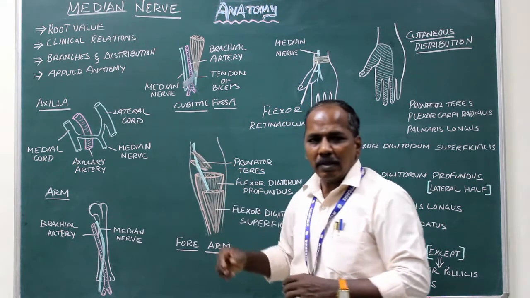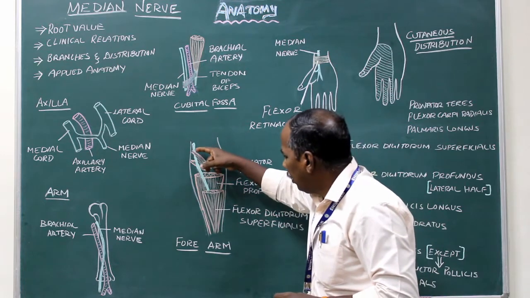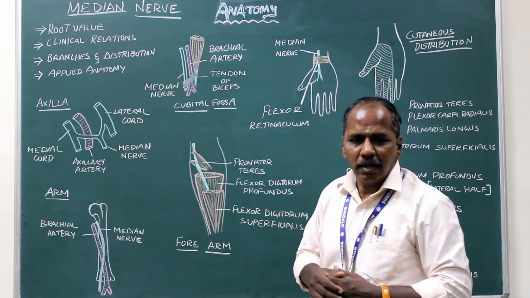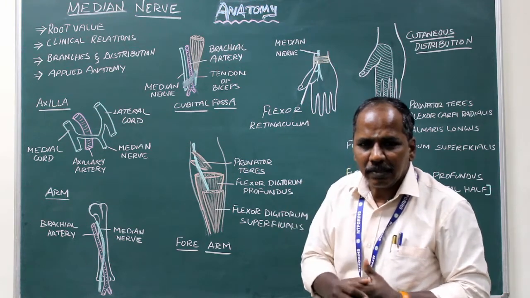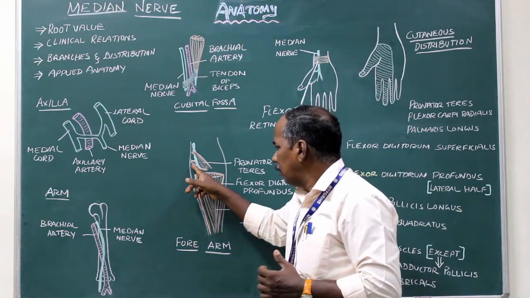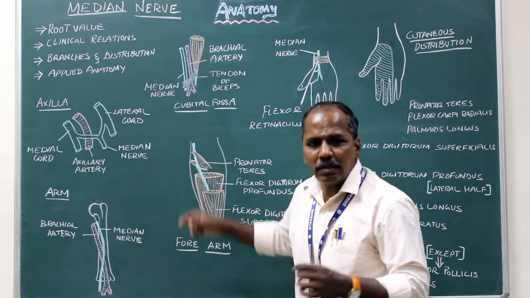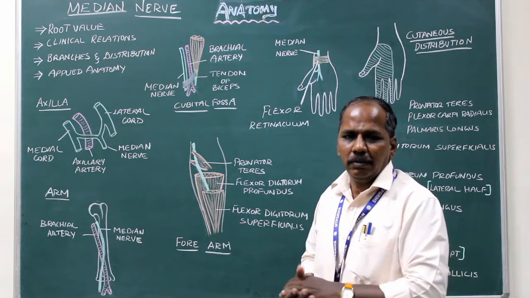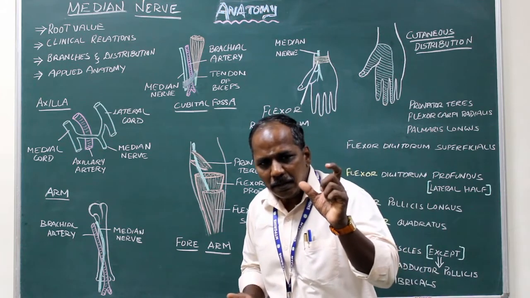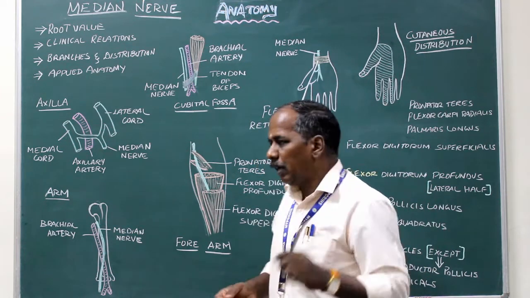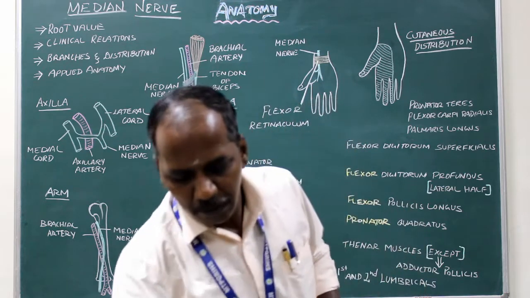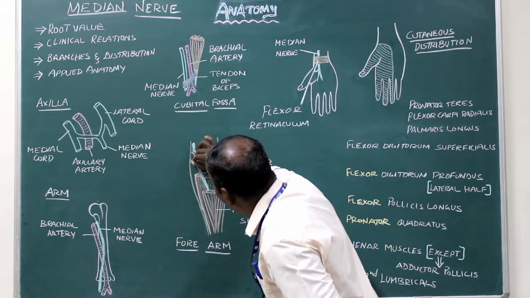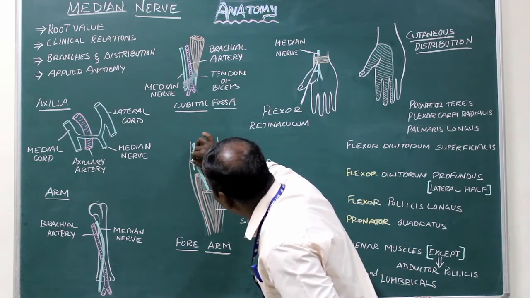In the cubital fossa, when the nerve is entering into the forearm between the two heads of pronator teres, it gives a deep branch which runs deep to the deep head of pronator teres. It is known as anterior interosseous nerve. It is the deep branch of median nerve.